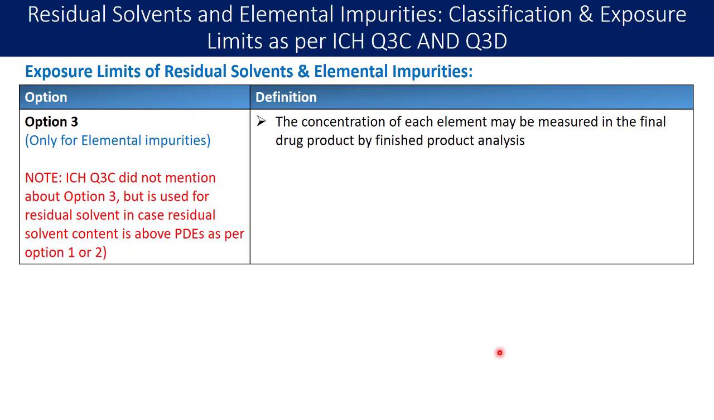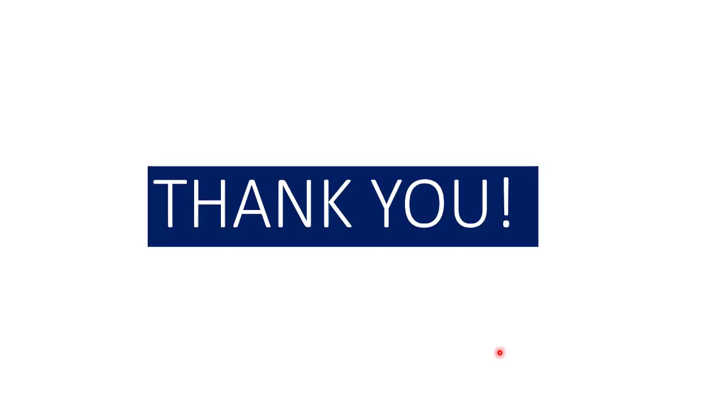And as I explained, the content of residual solvent could be higher at the beginning of the product processing, but may get reduced because of the product processing, like temperature, vaporization, etc. And the content of residual solvent can be below permitted daily exposure. So you can analyze the product for residual solvent, and you can set the limit according to the option number 3, though it is not mentioned in the residual solvents guideline. I hope you got the better idea of classification of both residual solvents and elemental impurities, and very importantly how to define their exposure limits. Thank you so much.